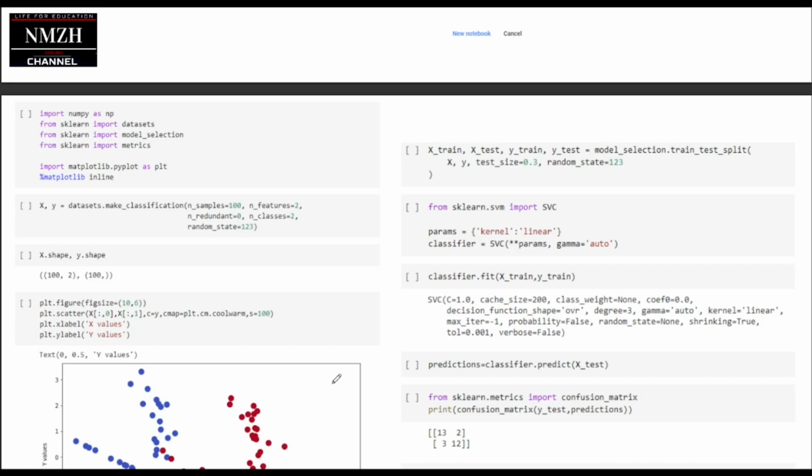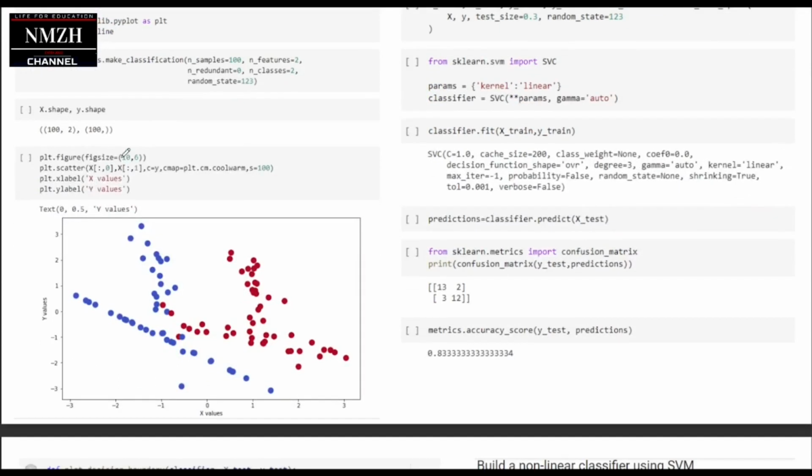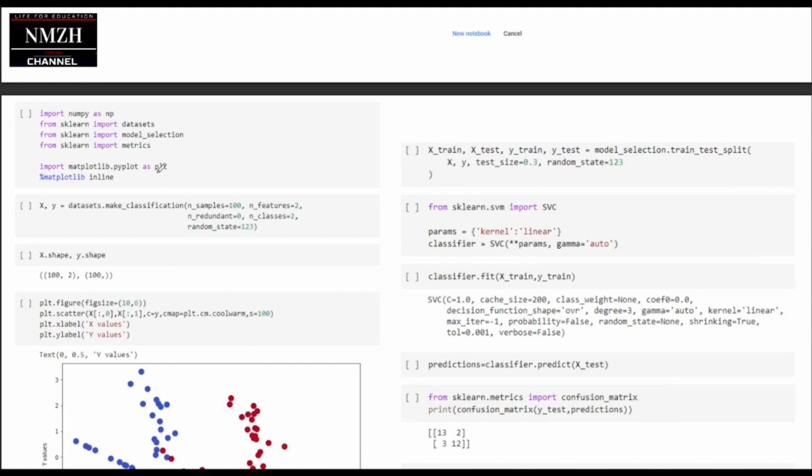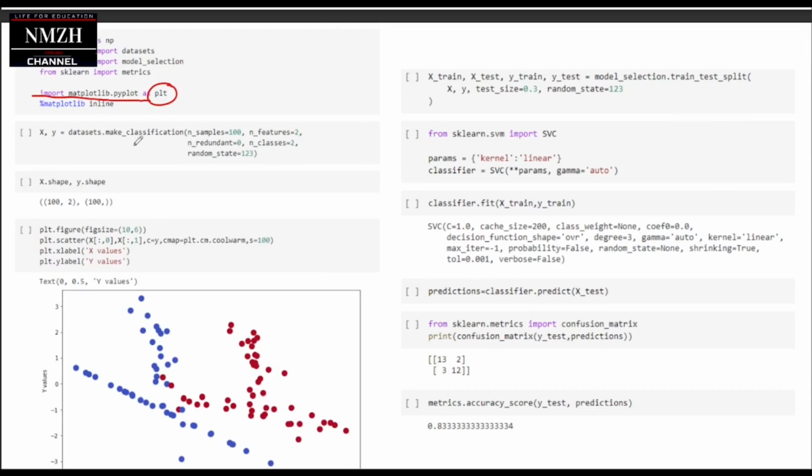This one is an example using sklearn too: dataset, model, and metrics. Import matplotlib is the package that works for representation, for plotting. So this one is splitting, and this one is importing the SVC from sklearn SVM.